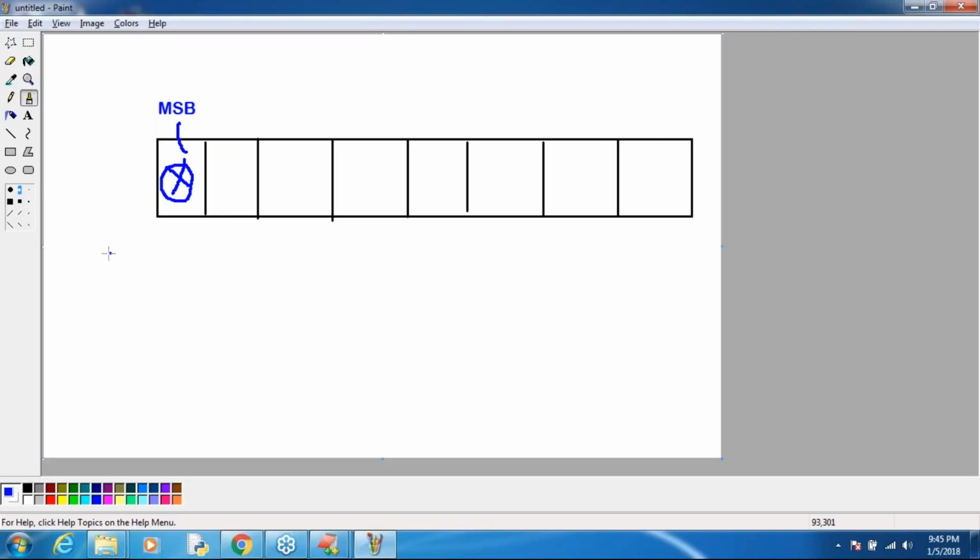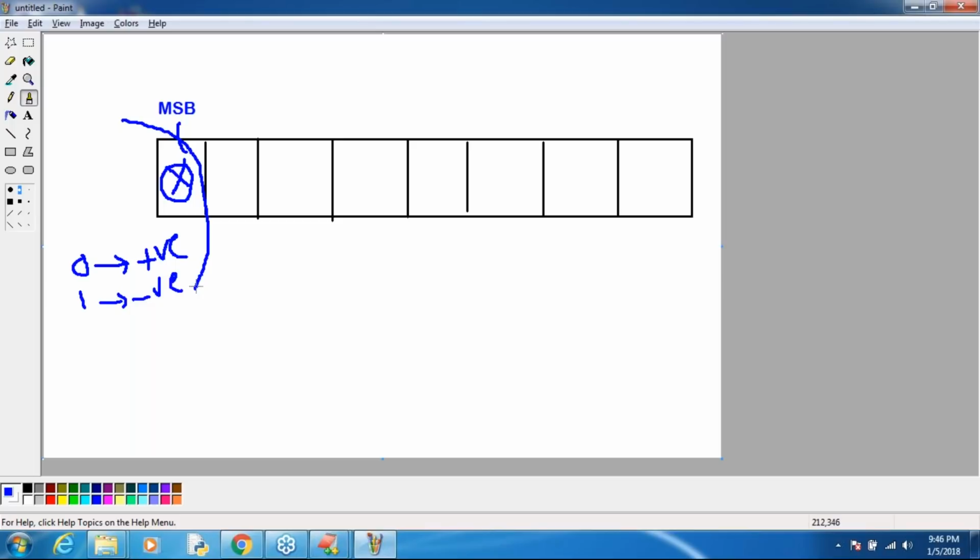Sir, 0 means positive number. 0 means what? Positive number. 1 means negative number. Remember this one, sir. Sign bit: 1 means what? Negative number. And 0 means what? Positive number, right? Make sure. Next, 1 bit is already reserved for sign.